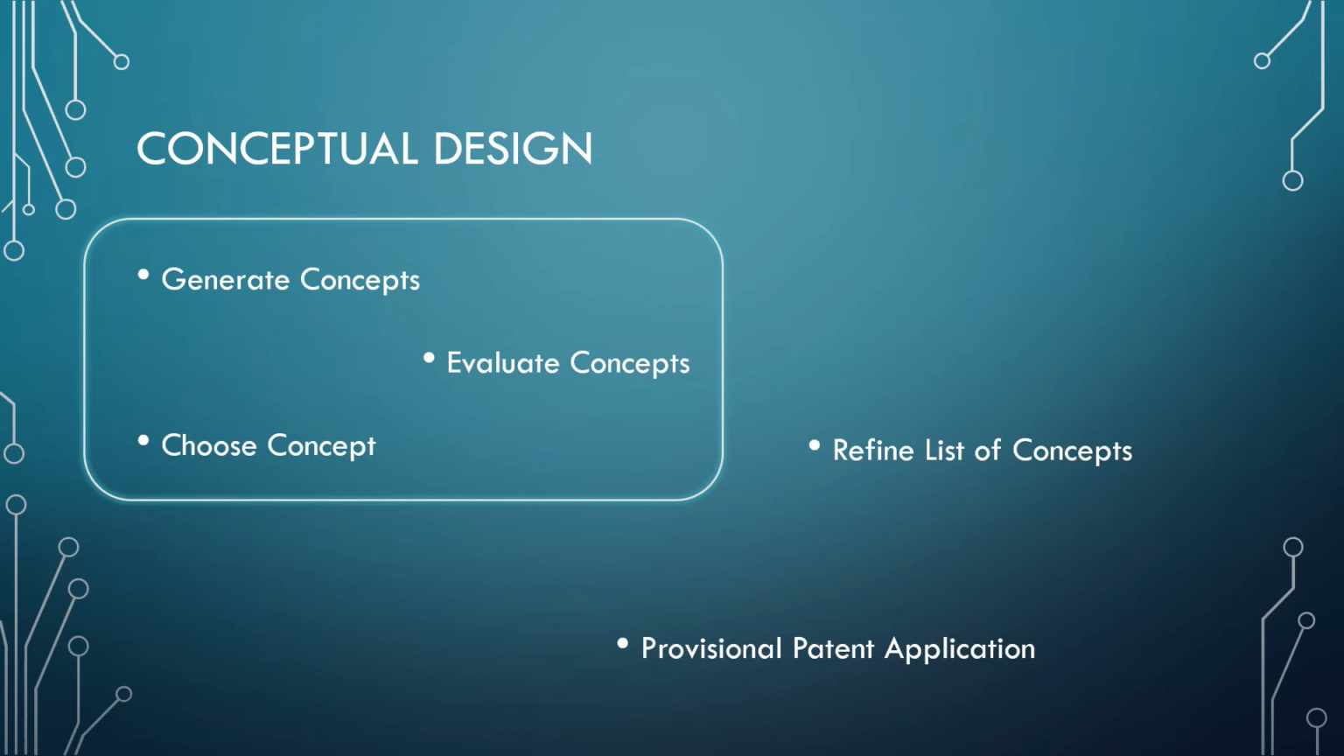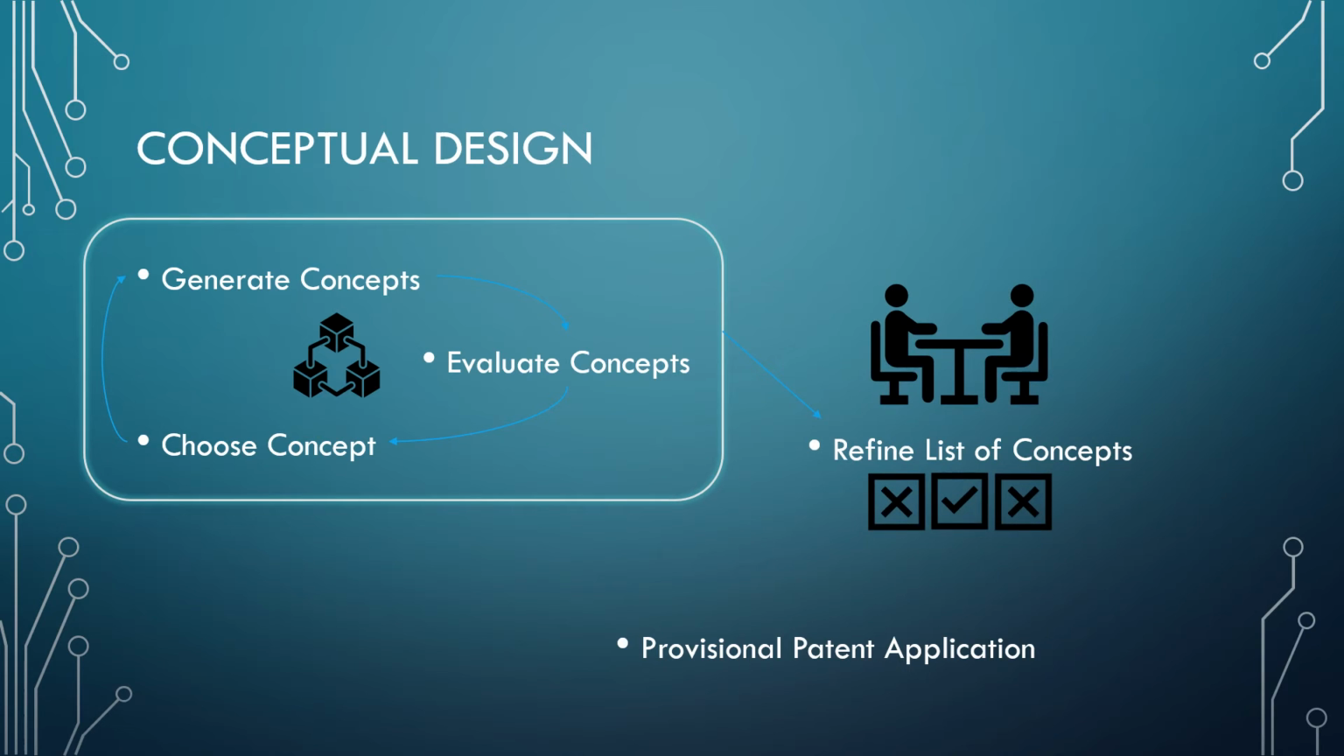Next, we have our conceptual design phase, and we're going to generate a list of concepts, we're going to evaluate our concepts, and we're going to choose concepts. Then we're going to use this to make a list of revised concepts. So we go in, we generate a bunch, we evaluate them, we choose them, and we keep doing this until we're satisfied and have a good list of concepts to work on.